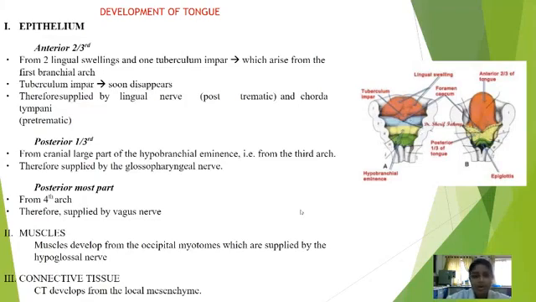Muscles develop from the occipital myotomes, which are supplied by the hypoglossal nerve, and the connective tissue develops from the local mesenchyme.